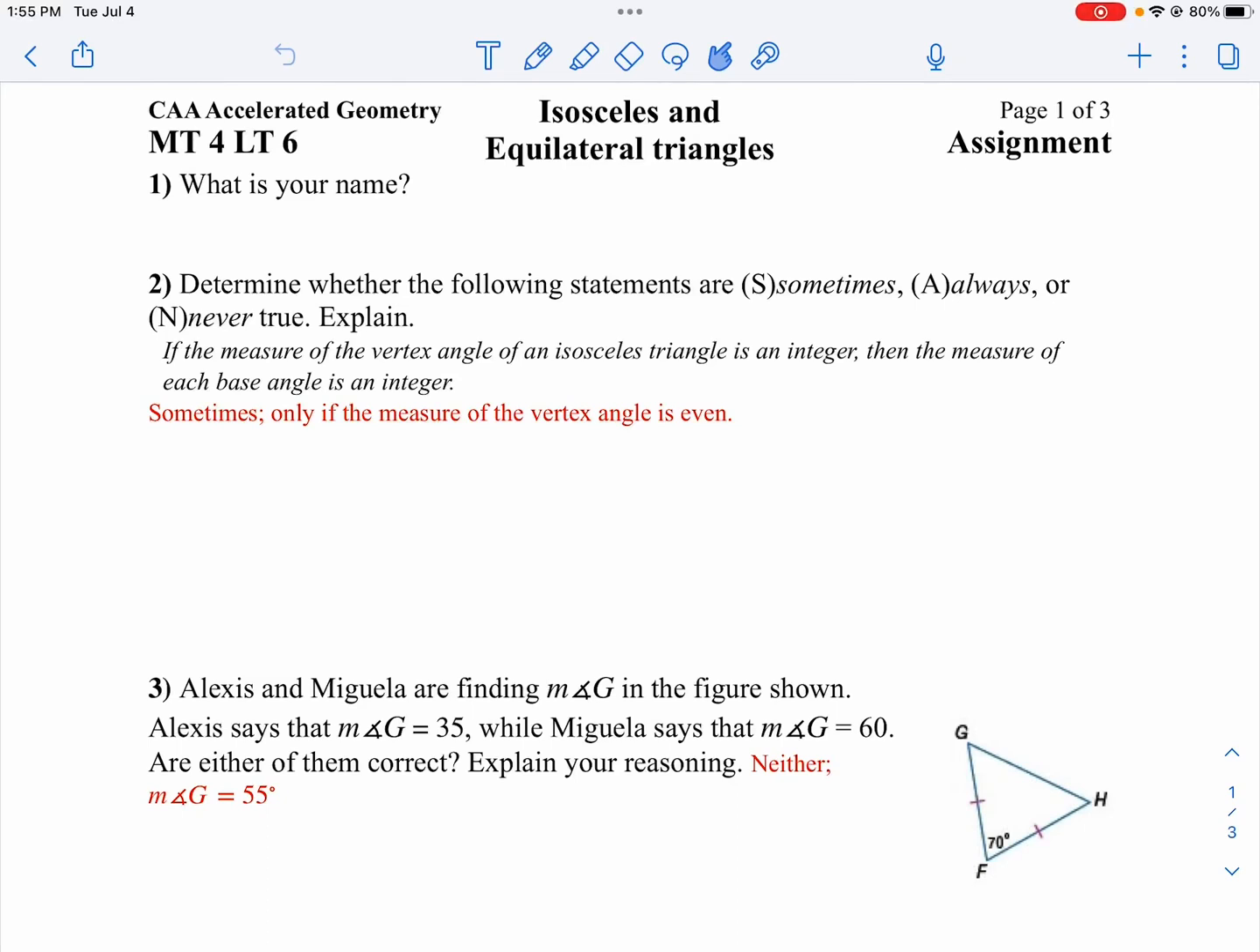Hey, let's take a look at your LT6 assignment. Don't forget your name. Can't give you credit to do anything else.